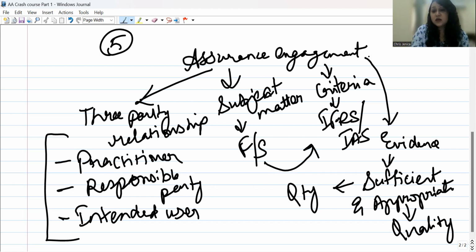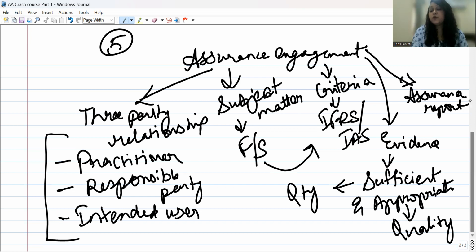Okay. Next, these are the four criteria, and the last will be the assurance report. So this is where I'm going to provide my audit opinion. Once I've carried out my audit engagement, I'm going to provide an opinion on the financial statements based on the audit that I have done and based on the evidence that I have obtained.